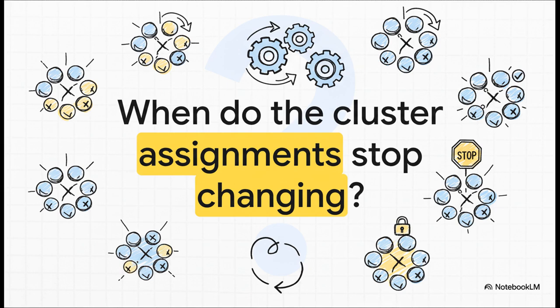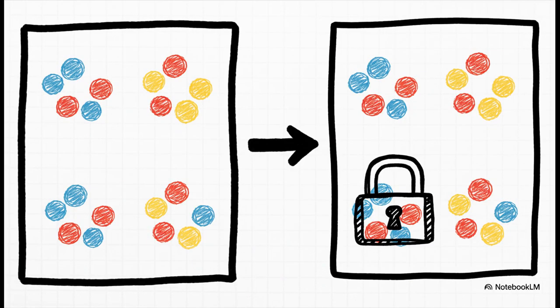But it can't go on forever, can it? So how does the algorithm know when to stop? It's actually pretty simple. It stops when it hits a point of stability. Eventually, after an update, it'll go to reassign all the points, and nobody moves. Not a single data point changes which cluster it belongs to, and at that exact moment, the algorithm knows it's done. It has converged. The groups are locked in.